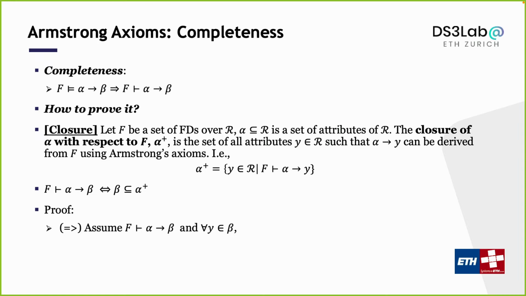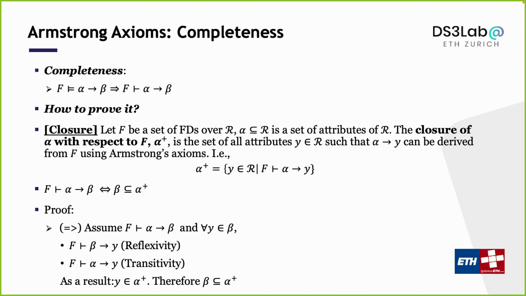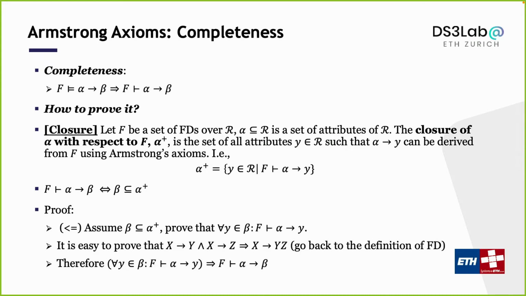You assume that you can derive alpha to beta from f, and then you take any attribute y in beta. So you have that you can derive beta to y from f. Why? Because you can apply the reflexivity rule. And then you apply the transitivity rule by putting the first two rules together. Essentially, you can derive alpha to y. So that gives you the proof from the left-hand side to the right-hand side.